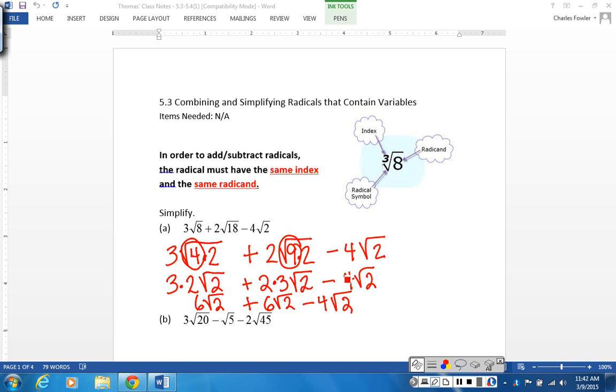Now what you see is you have the same index and the same radicand. You have the square root of 2, square root of 2, and square root of 2. So you treat these radicals just like terms. Alright? You can add the coefficients in a sense, right? 6 plus 6 is 12 minus 4 is 8. So your final answer is 8 radical 2.